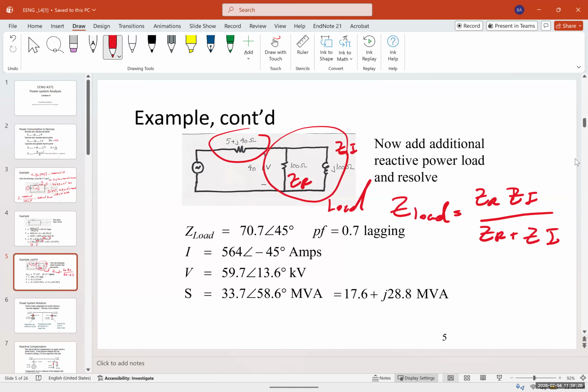And the voltage is going to be 59.7 with an angle of 13.6 kilovolts, assuming that the voltage on the load remains the same, 40,000 volts or 40 kilovolts. Now, S is going to be 33.7 with an angle of 58.6 degrees megavolt amps, or in other words, it's going to be 17.6 plus j28.8 megavolt amps.